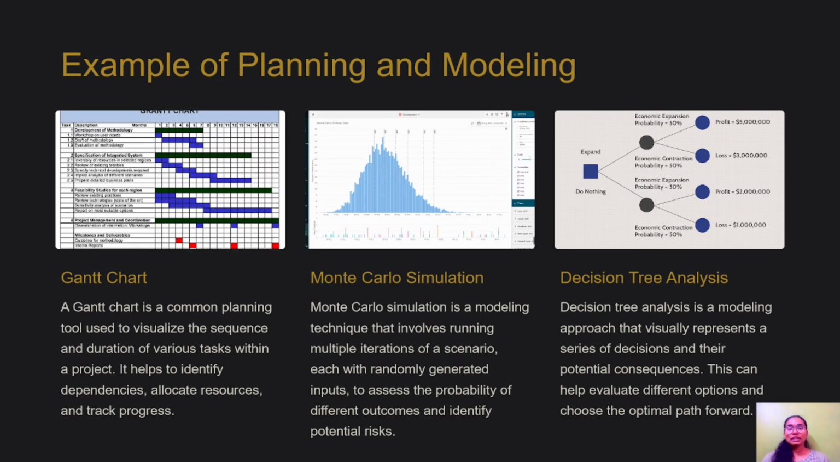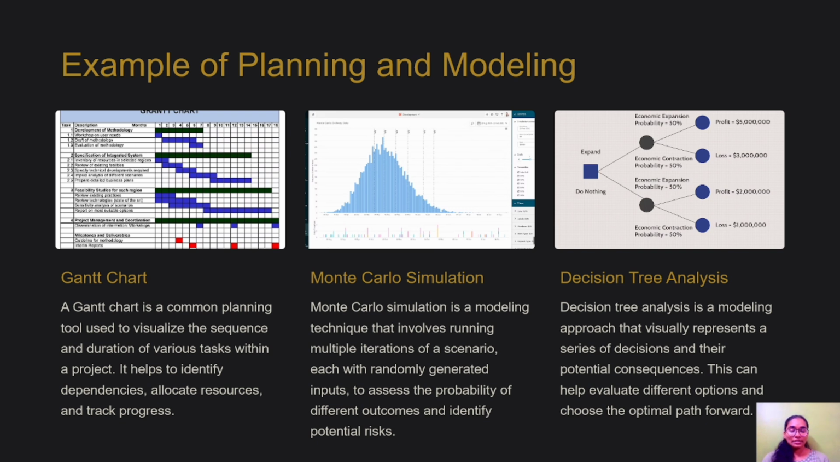Examples of planning and modeling. Gantt chart. A Gantt chart is a common planning tool used to visualize the sequence and duration of various tasks within a project. It helps to identify dependencies, allocate resources, and track the progress. Monte Carlo simulation. Monte Carlo simulation is a modeling technique which involves running multiple iterations of a scenario, each with randomly generated inputs, to assess the probability of different outcomes and identify potential risks.